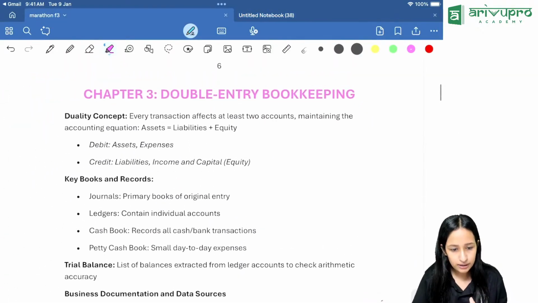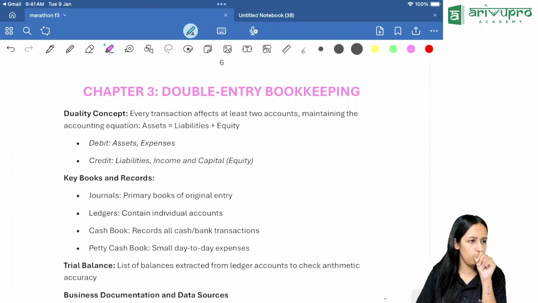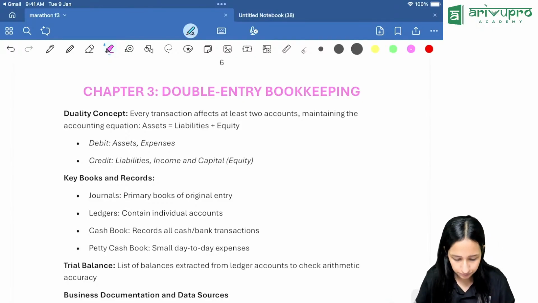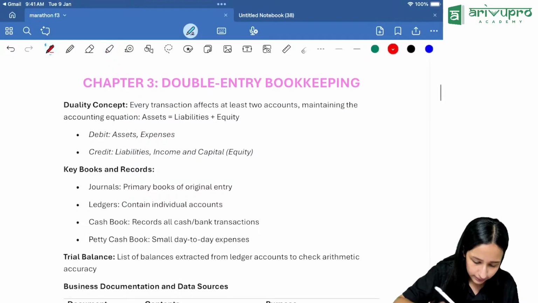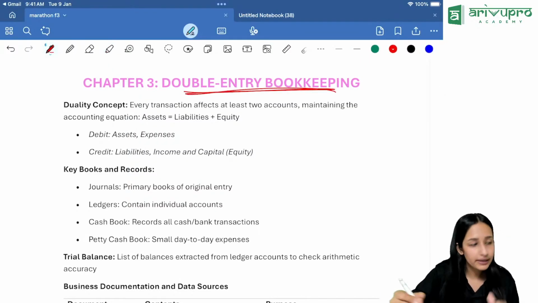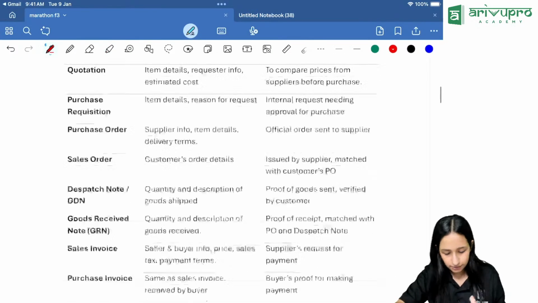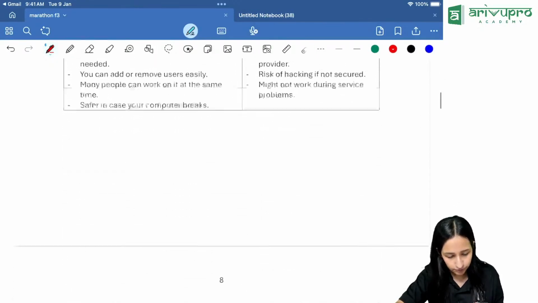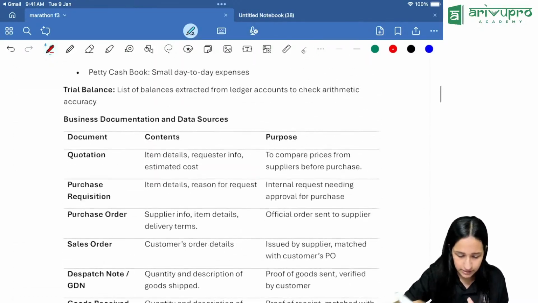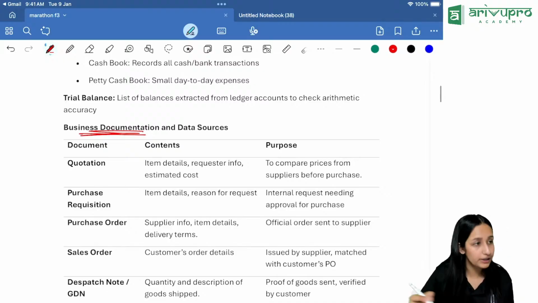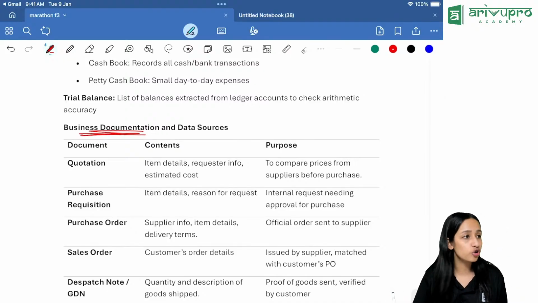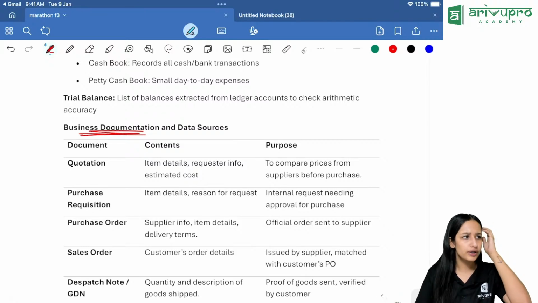Double entry bookkeeping, chapter number 3. Right. So now under this we will learn how to do double entry bookkeeping. This is a very tiny chapter, as you can see, except we will spend a little more time on these business documentations, because I am pretty sure you're going to get at least one question from business documentation. So we'll go through that once.